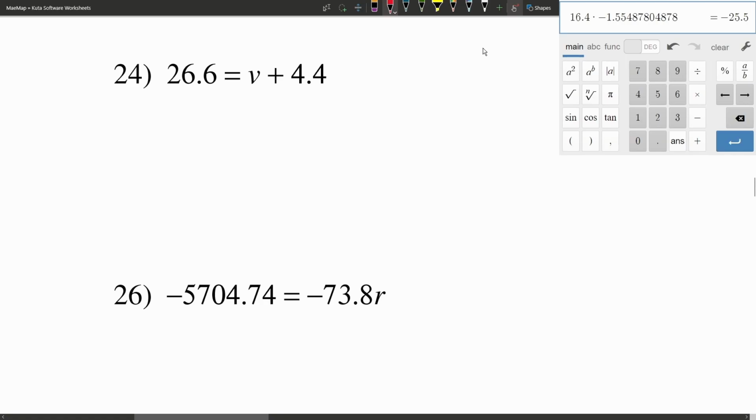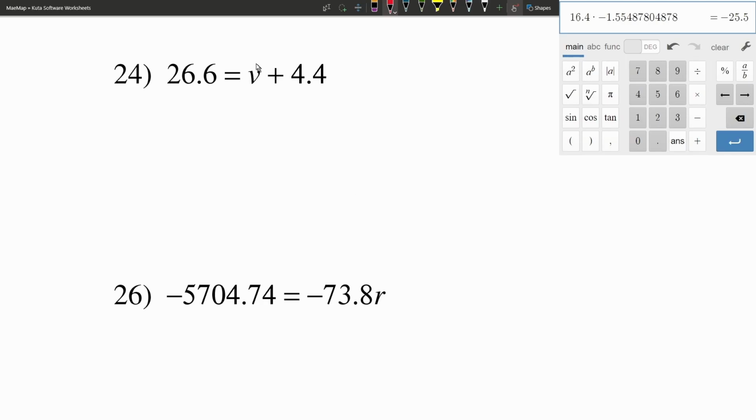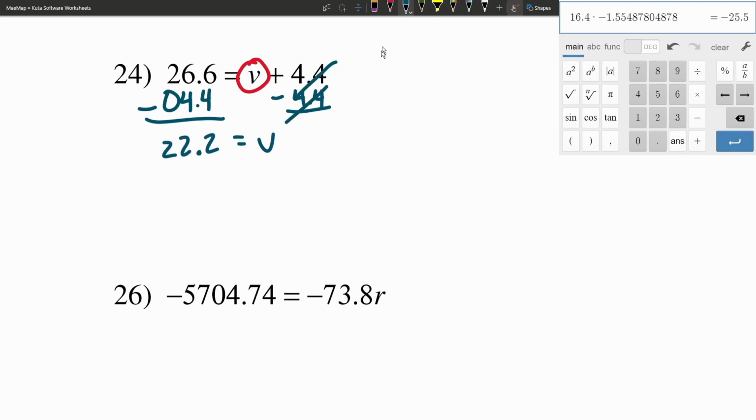And number 24, V plus 4.4 is equal to 26.6. So in order to isolate V, we're going to subtract 4.4. So subtracting 4.4, a positive minus a positive, so we're just going to do this as is. 6 minus 4 is 2. Keep that decimal in line. 6 minus 4 is 2. 2 minus 0 is 2. 22.2 is equal to V. So, same exact answer we just got in number 23 for number 24.